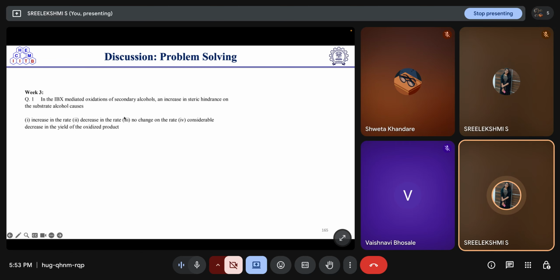So this is the first question of the week 3 assignment. In the IBX mediated oxidation of secondary alcohols, an increase in steric hindrance on the substrate alcohol causes: increase in rate, decrease in rate, no change in the rate, or considerable decrease in the yield of oxidized product. Can any of you answer this?